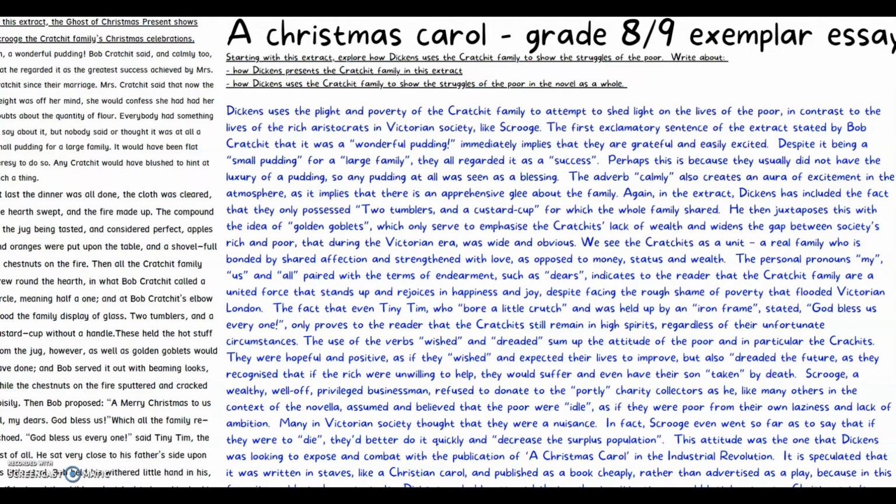Despite it being a small pudding for a large family, they all regarded it as a success. Perhaps this is because they usually did not have the luxury of a pudding, so any pudding at all would have been seen as a blessing. There is some higher level AO2, so right in that just small section you have AO1, AO2 and AO3. That's ticking all the boxes.